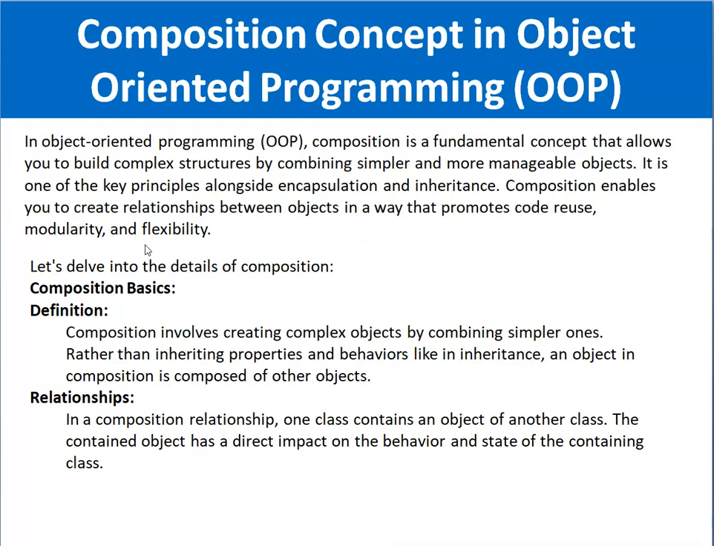First one is the definition. Friends, composition involves creating a complex object by combining simple ones. Rather than inheriting properties and behaviors like inheritance, an object in composition is composed of other objects. In a common composition relationship, one class contains an object of another class. That contained object has a direct impact on the behavior and state of the containing class.